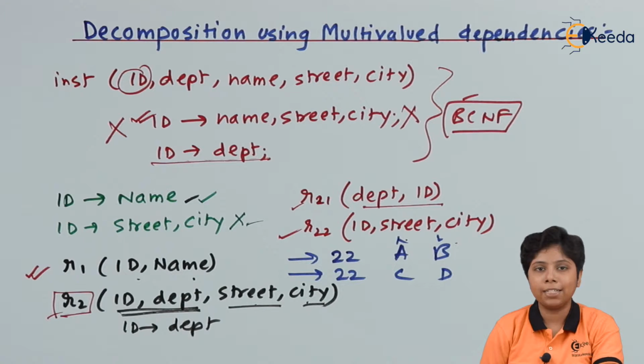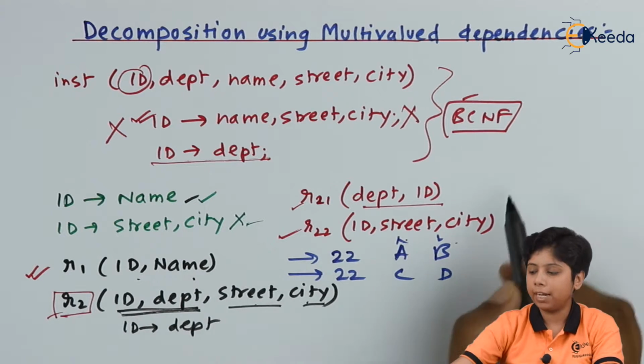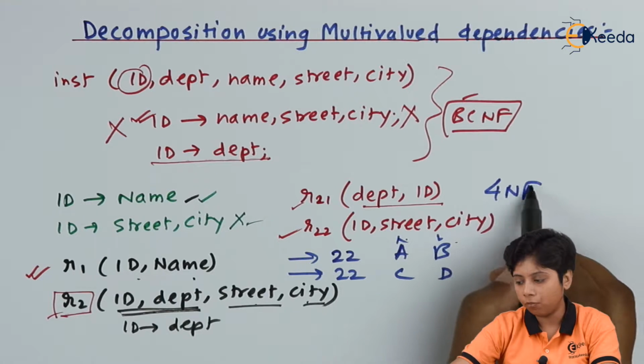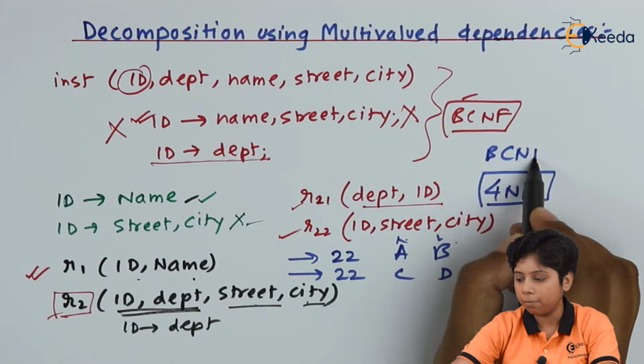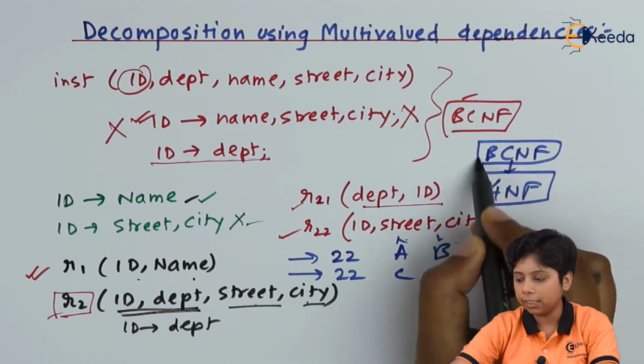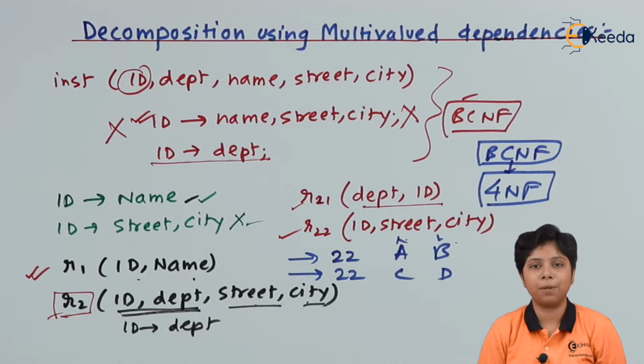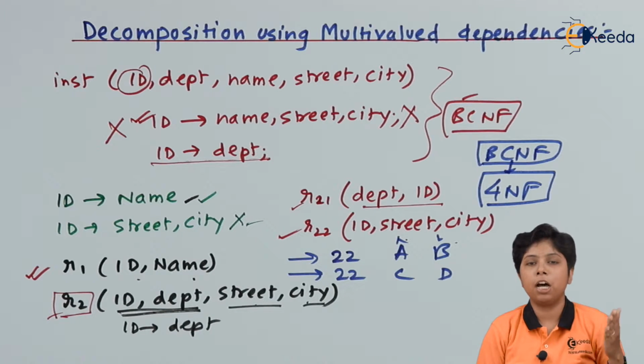So that gives rise to another normal form, that is 4NF, or the fourth normal form. The fourth normal form is higher than BCNF in the sense that it takes the multivalue dependency into account. If and only if a relation is in BCNF and also has a multivalue dependency handled, then we can say that it is in 4NF.